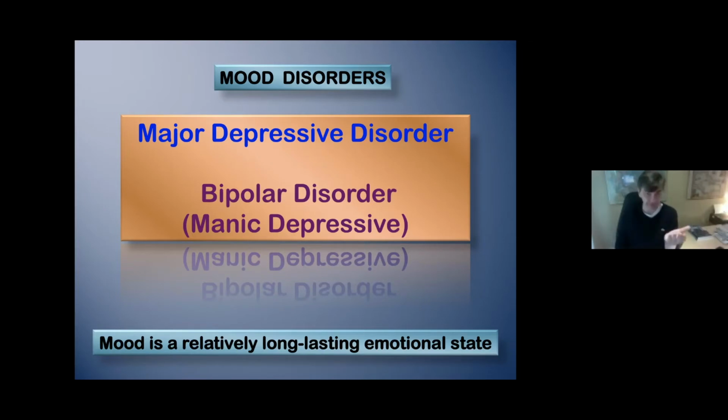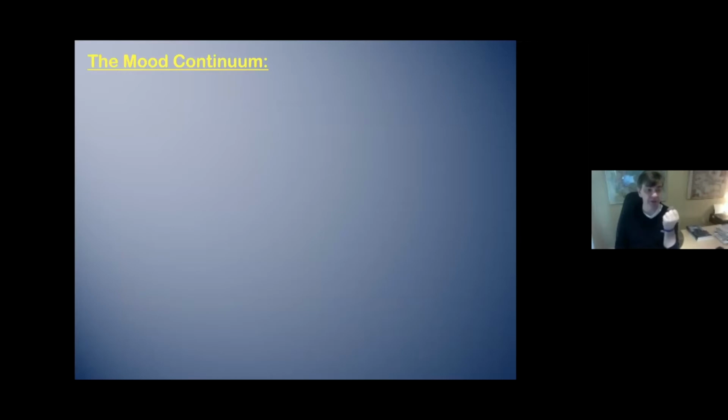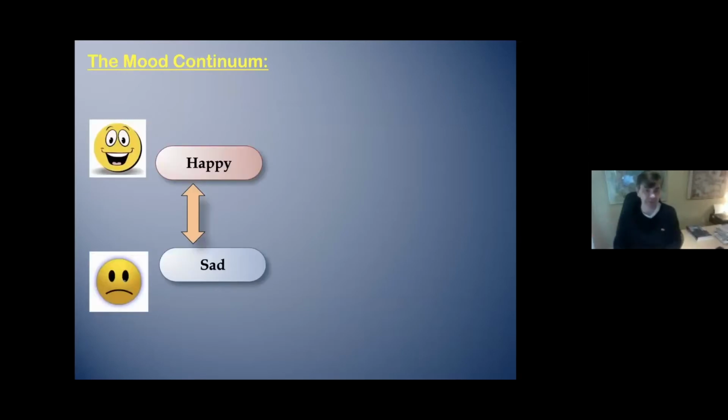How do we define our emotional states? We call it the mood continuum. We define this in the mood continuum. Most of us, most of the time, describe our emotions and the state of our mood as either happy or sad or neutral. Neutral indicates that you are neither happy nor sad. Most of the day, most of us are in a state of neutral mood.